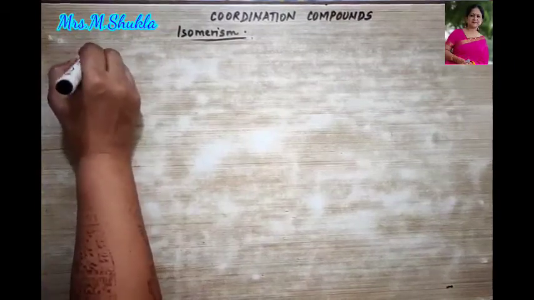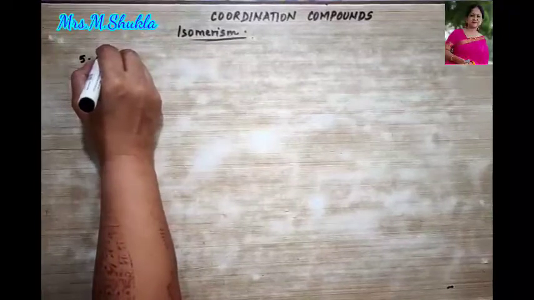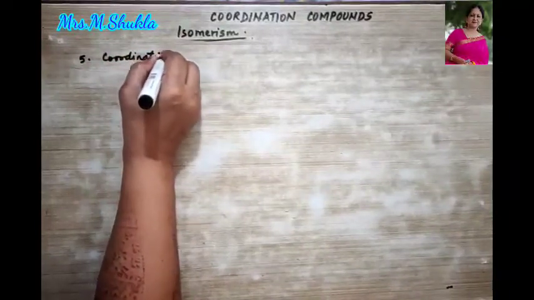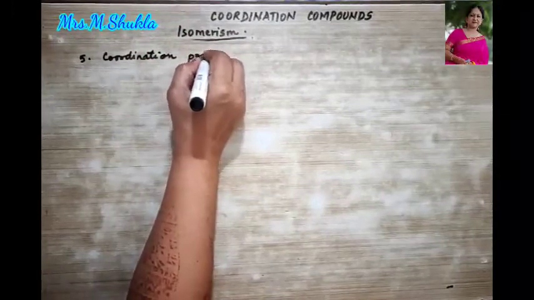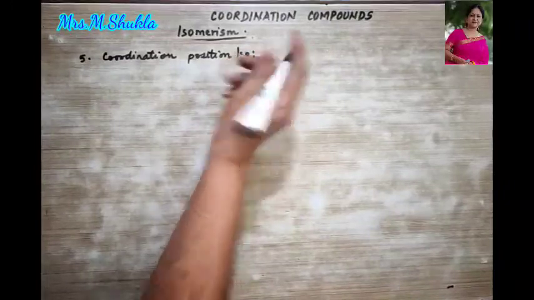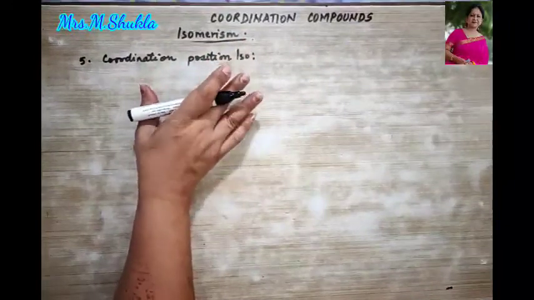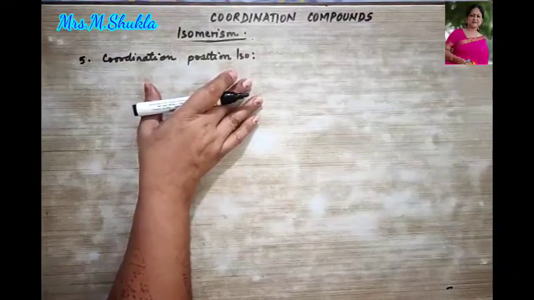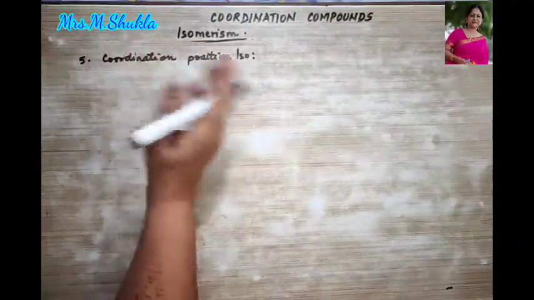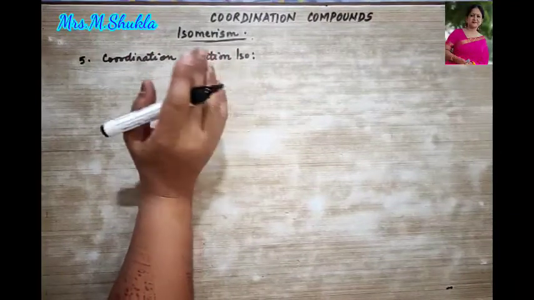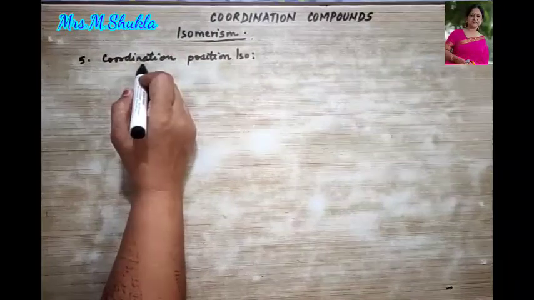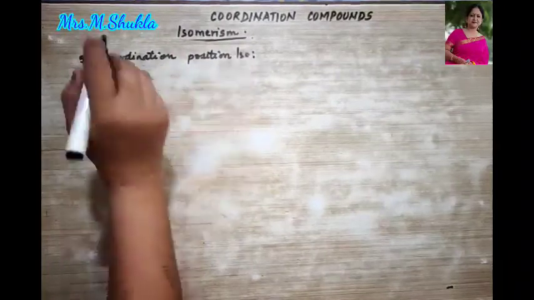The fifth structural isomerism was coordination position isomerism. Over here, in polynuclear compounds, where ligand is attached between two central metal atoms, then interchange of the ligands between the central metal atom takes place. Then in that case, they are termed as coordination position isomerism.